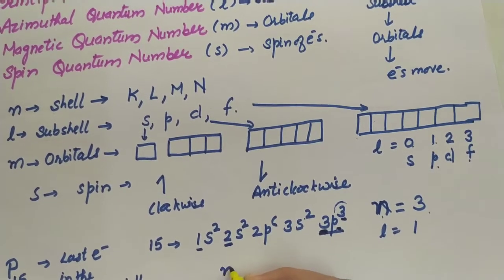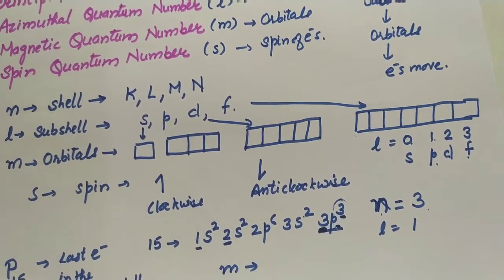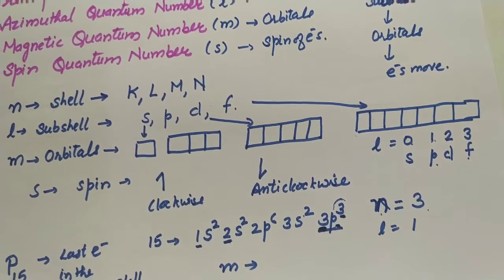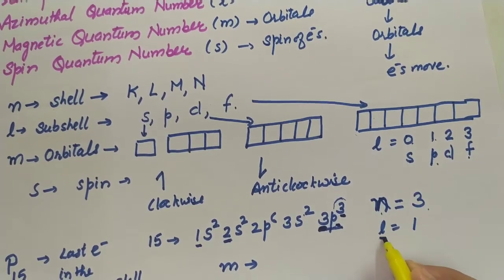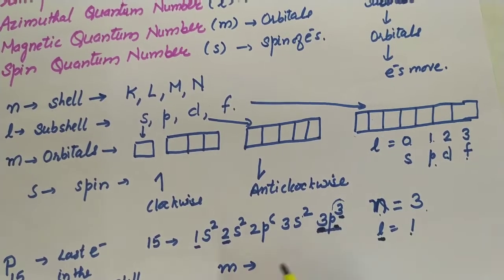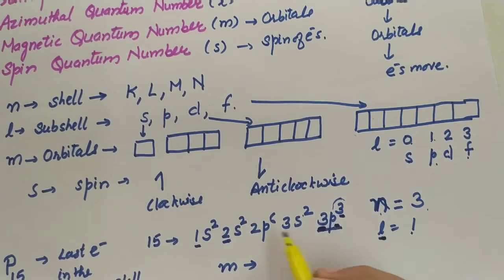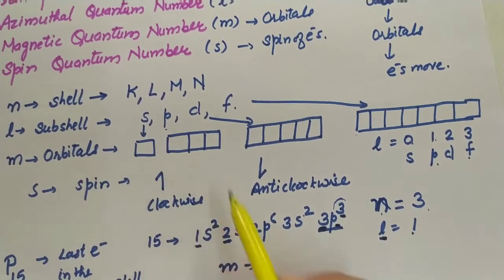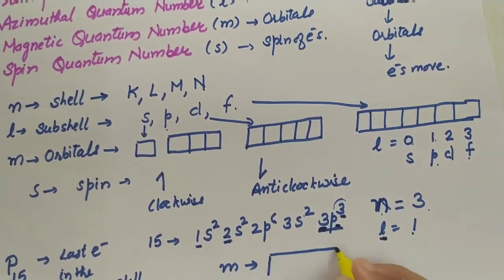Now we have to find the value of m. For finding the value of m, we have firstly to expand orbitals. l is equal to 1 means p orbital. We have to expand the p orbital. p orbital means p subshell. p has 3 orbitals.